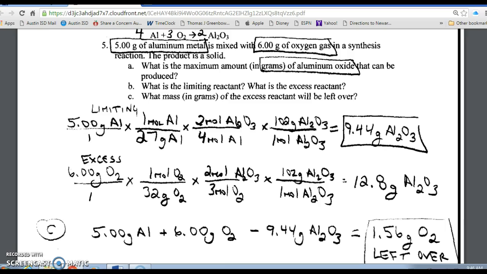So if we subtract the amount of product formed from the amount of reactants we originally had, the difference will be the mass of the oxygen left over, because we know that the limiting reactant is completely used up. And so whatever difference between our starting mass and our ending mass will be the amount of the oxygen that's left over.